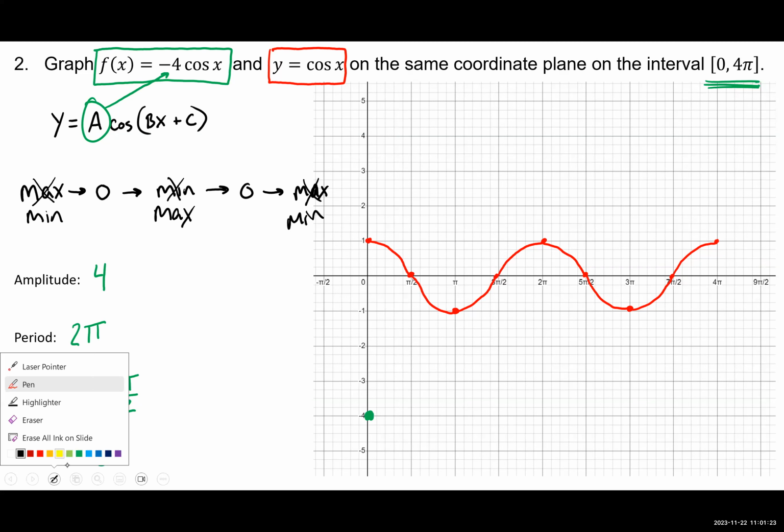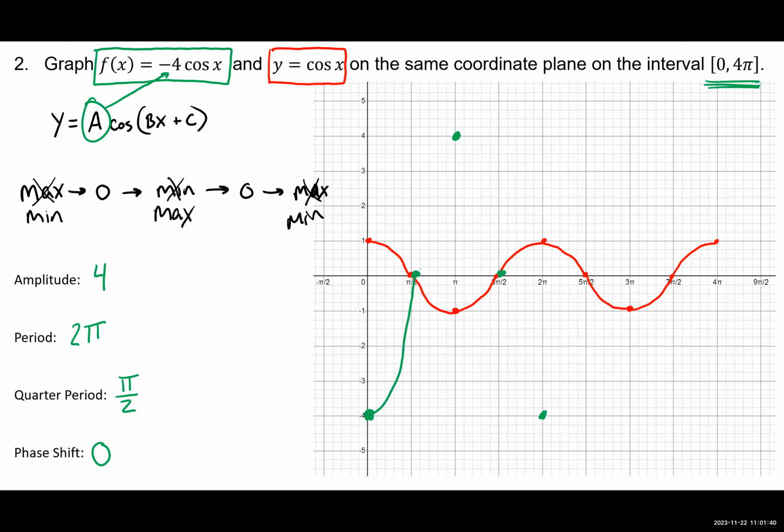All right, so what does that look like? Starts down here, goes to 0, goes up to the maximum, goes down to 0, and then down to the minimum. So we draw that smooth, continuous wave shape, right? And then that's one copy of the cosine graph, one period, and we're just going to draw it again. So something like that.